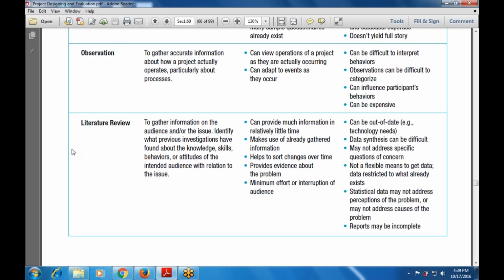That means what the various audiences are in relation to the issue, and the various ways in which it is related to the issue. So identify what the previous investigation has found about the knowledge, skills, behavior and attitude of the intended audience in relation to the issue, whatever issues are available in the literature review. That is used for gathering the information with the audience analysis and the previous investigations.